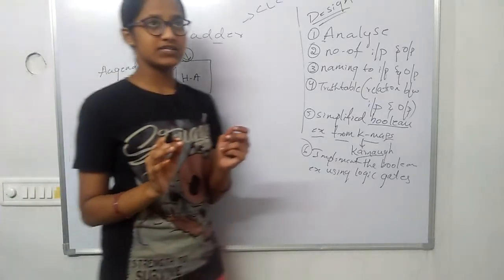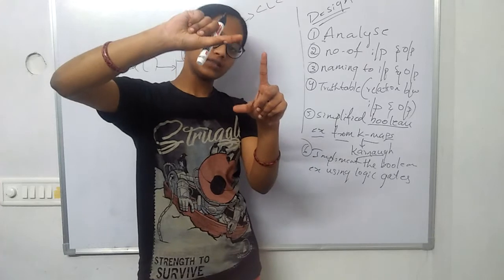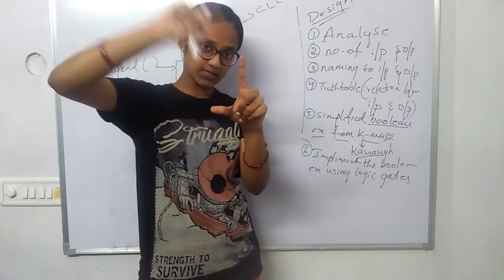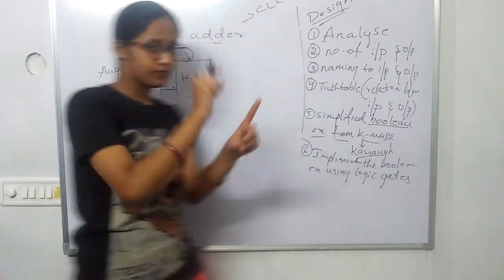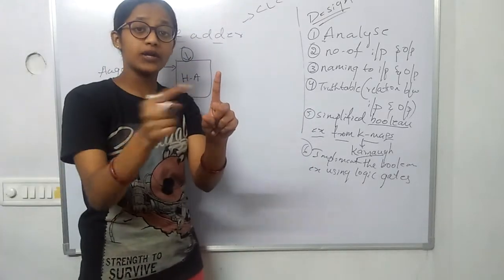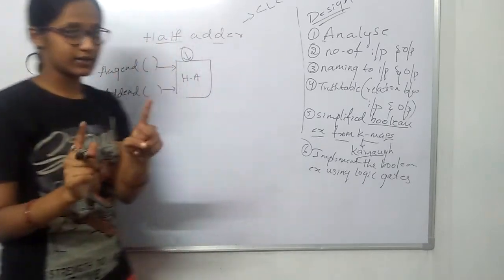It is nothing but, for example, take milk in a glass. You are adding some more milk to that same glass. So the milk being added is the addend, and the milk already present in the glass is the augend. I think you are clear with that.